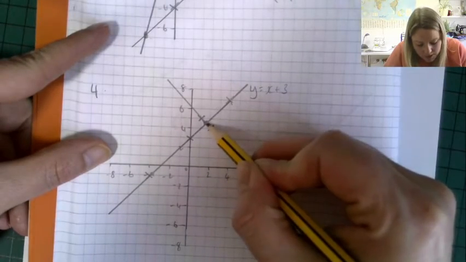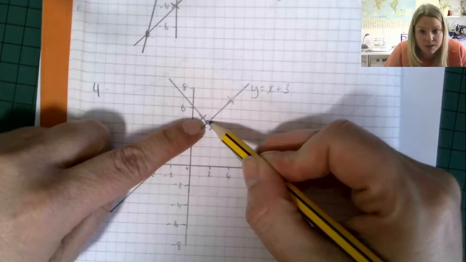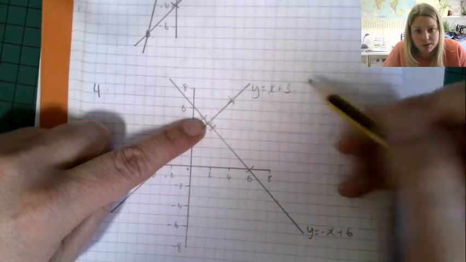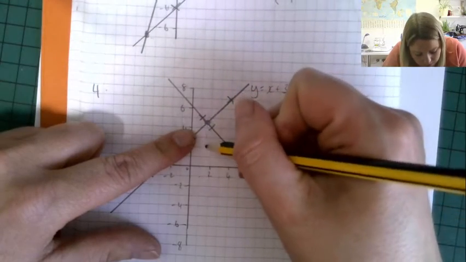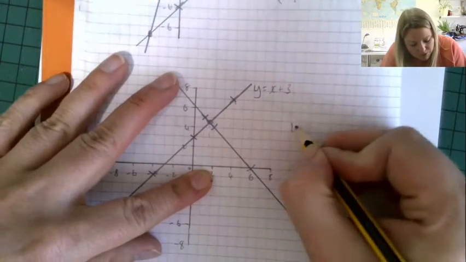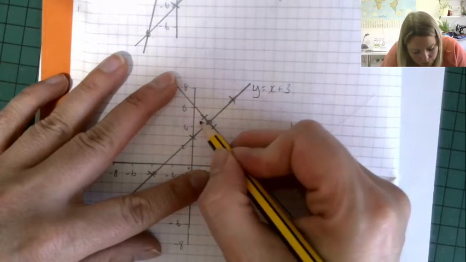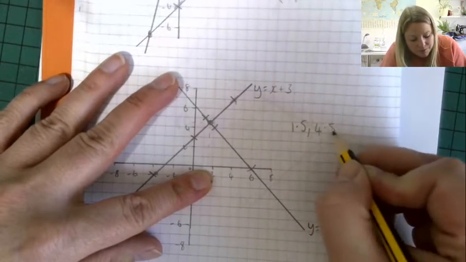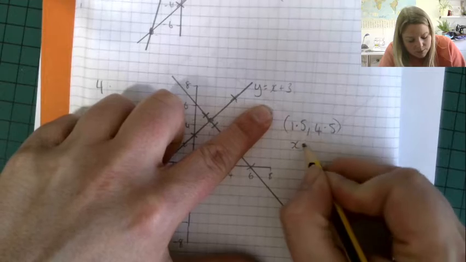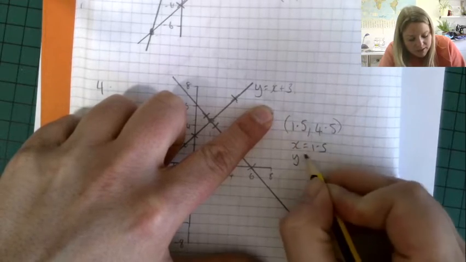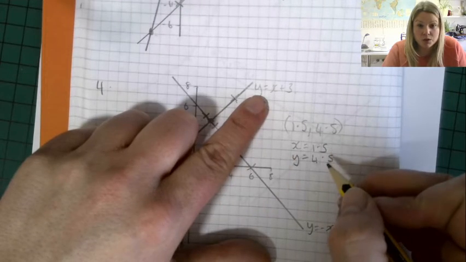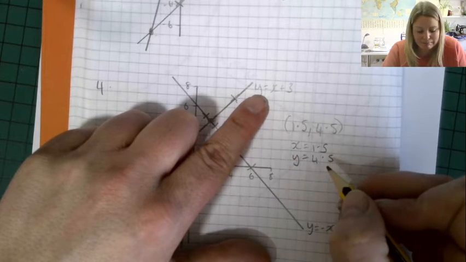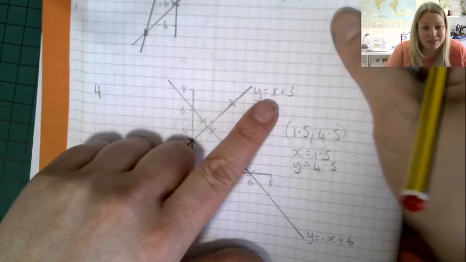So at this point here, the x coordinate and the y coordinate of this point will satisfy both of these equations, it'll fit in both of them. So my x coordinate here, I reckon, is about 1.5 and my y coordinate about 4.5. So x equals 1.5 and y equals 4.5 will be the values that should fit both of these equations. Let's see if mine work.